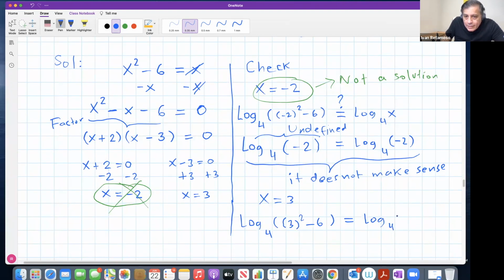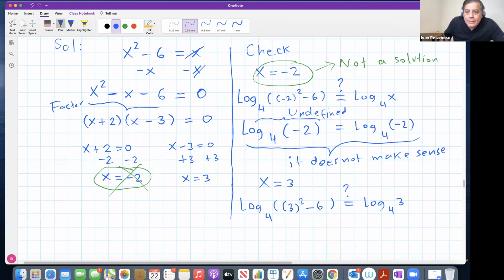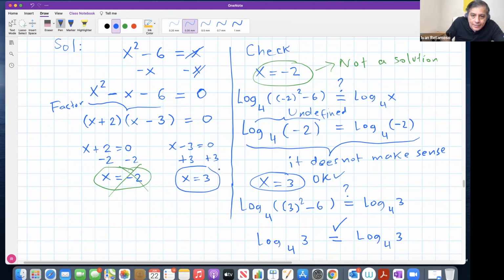3 is 3, question mark here. 3 squared is 3 times 3, 9. 9 minus 6 is 3, right? So this is log base 4 of 3. This is also log base 4 of 3. Positive here, no trouble. This checks, perfect match. So this means that this one is okay. Great. So this one is good.